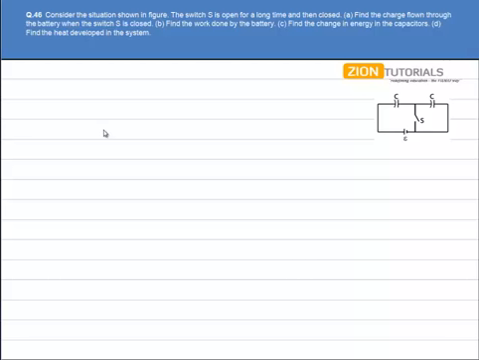We have a situation given in the figure. The switch S is open initially and then it is closed after a long time. In the first part, we have to calculate the charge flown through the battery when the switch S is closed. For that, let's calculate the initial charge first.